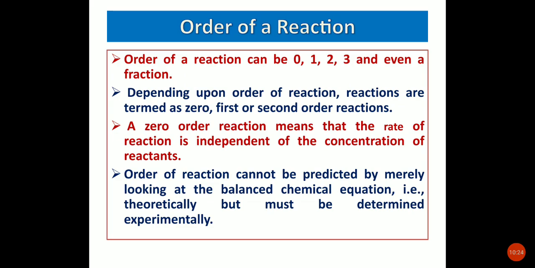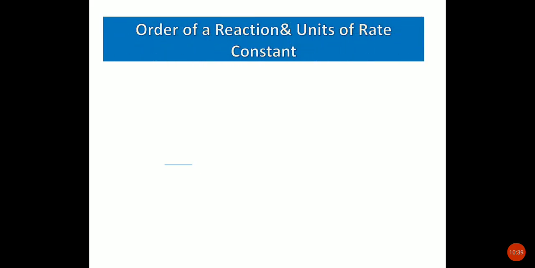We have already discussed that the order of reaction cannot be predicted by merely looking at the balanced chemical equation. That means theoretically, but it must be determined experimentally. By using experiments, you can predict the order of the reaction. Now, order of reaction and units of rate constant.